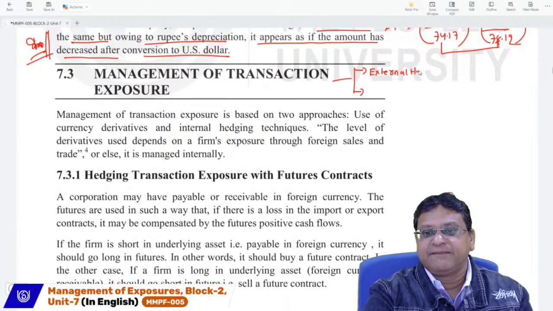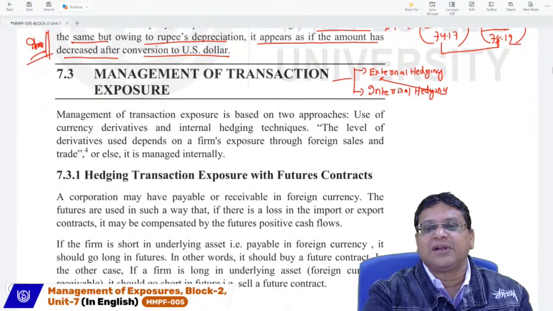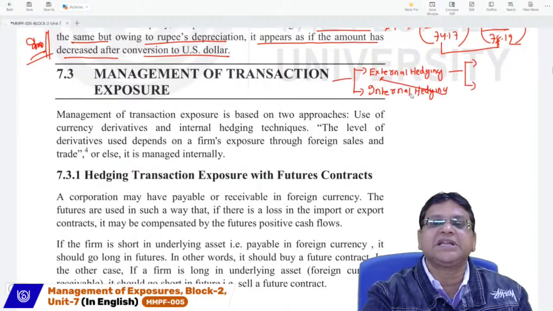External hedging. Another is internal hedging technique. These are the two techniques, external hedging technique and internal hedging technique. The external hedging techniques are of two types. What are the two types of external hedging technique?